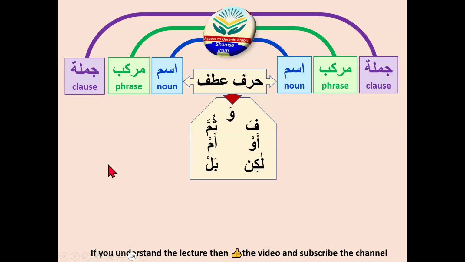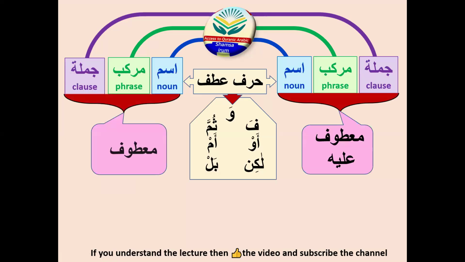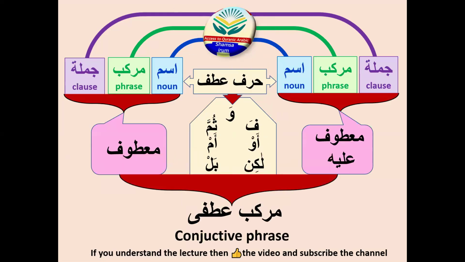So whatever comes before the harful atf will be called matufun alay, and whatever comes after the harful atf will be called matuf. Okay. So matufun alay with harful atf and matuf will make Murakab Atfi, the conjunctive phrase.